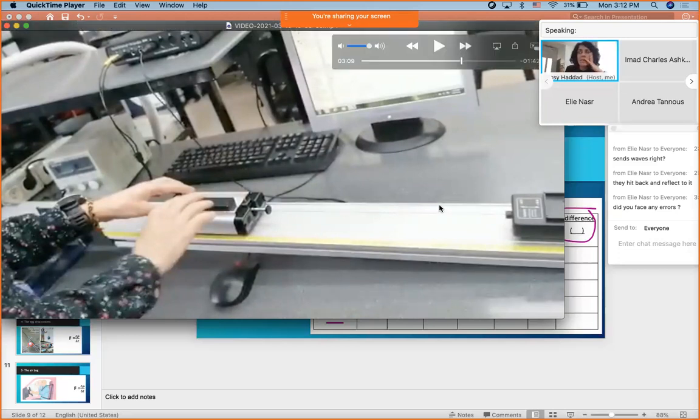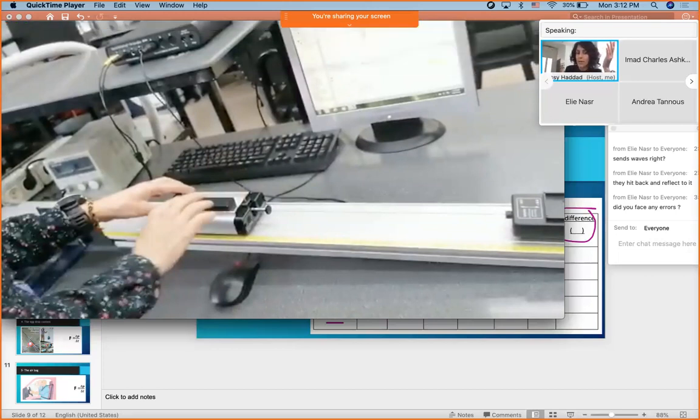The errors they face is if the cart moves out of the track. Usually the force sensor has a limited precision, the motion sensor has a limited precision. The mass written on the cart was measured using a balance that has a limited precision. So these are sources of error, and definitely friction.